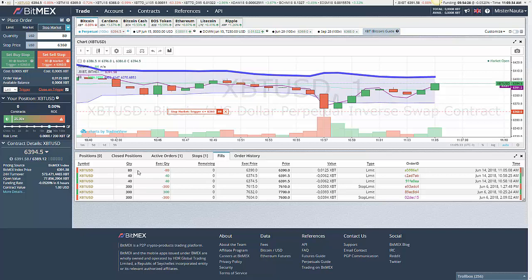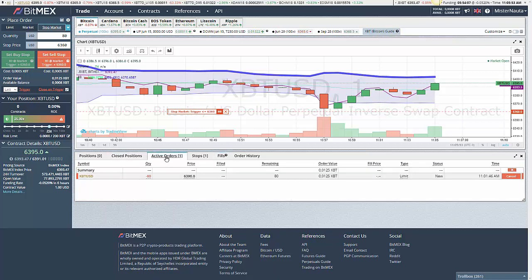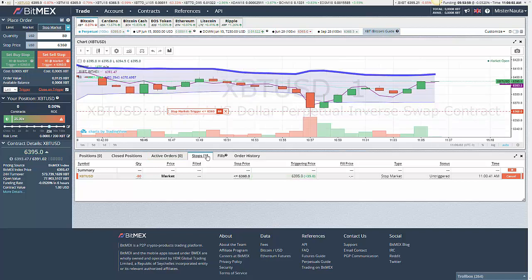Okay, so this is the fill I had. I earned, look, 0.0125 XBT. So I made good money on this attempt, right? Here is my closed position. I still have an active order for my stop loss because my stop loss wasn't reached. I can keep the stop loss enabled, so I don't need to put it again, okay?